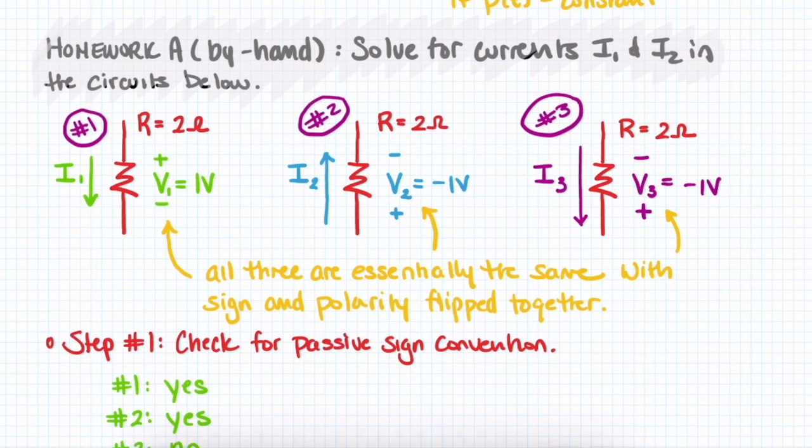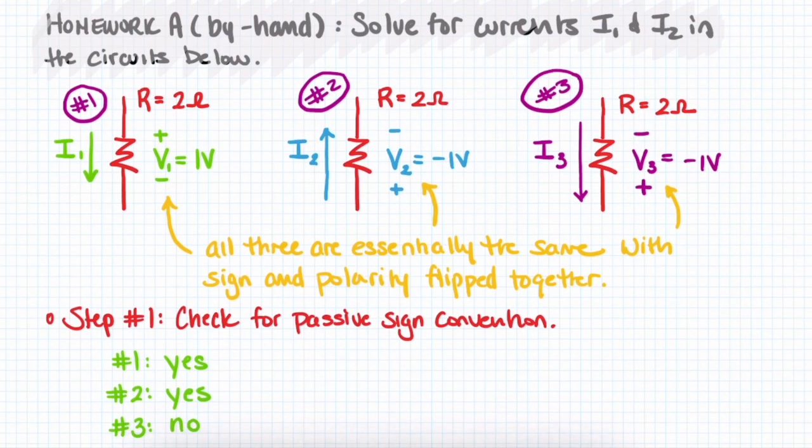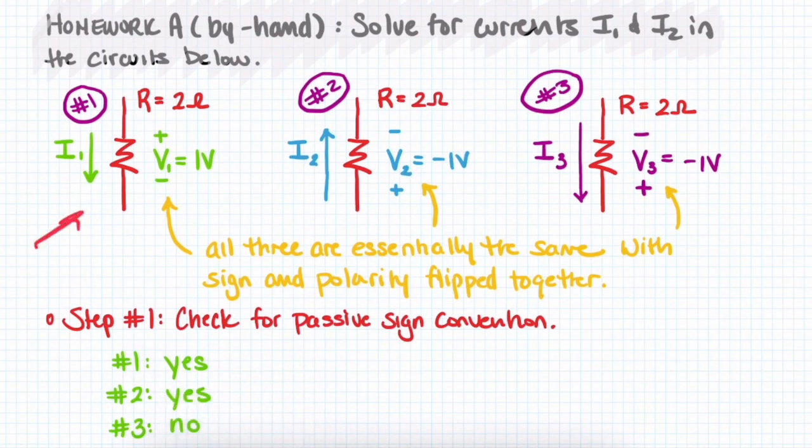So, our first homework that's embedded in the lecture. Let's solve for the currents I1 and I2 in the circuits below. So we have 3 different cases: 1, 2, 3. So how are we going to do this? Well, let's take a look at the first problem first.